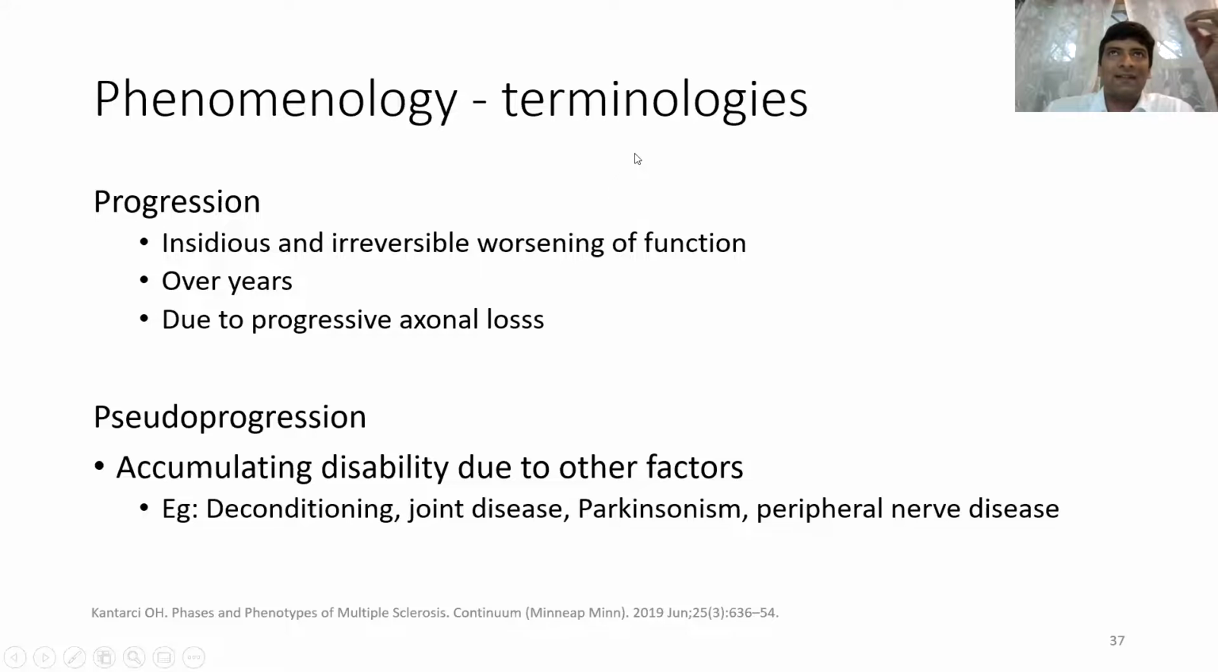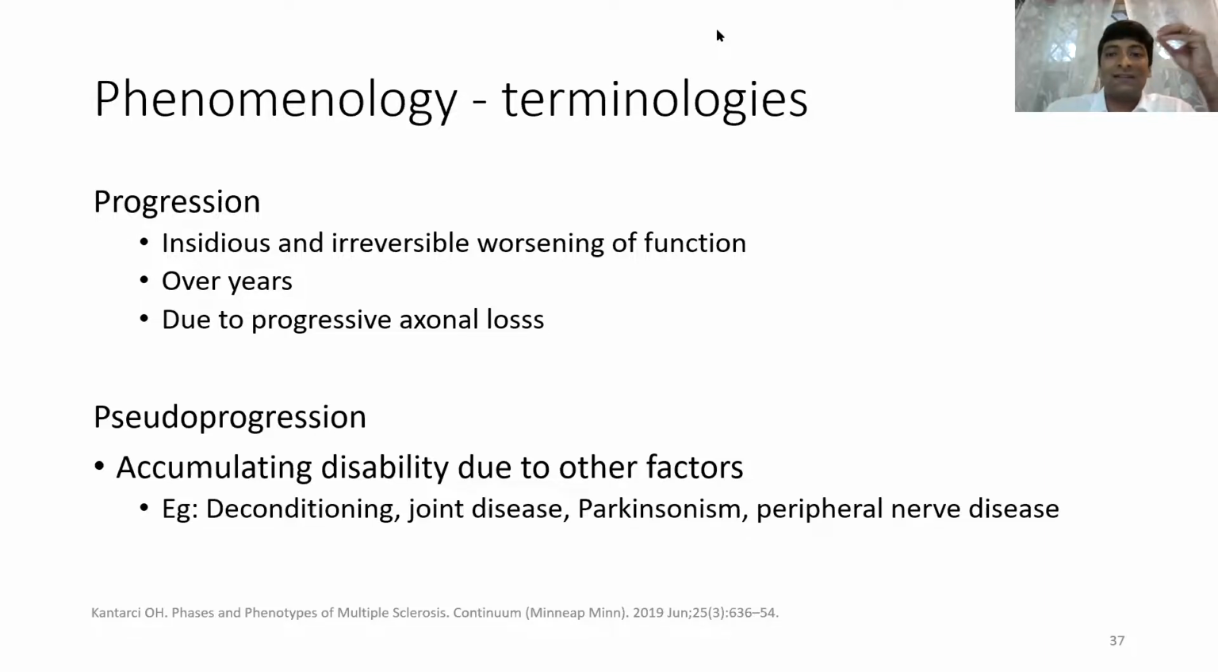Now, as I said already, activity and progression are different things in multiple sclerosis. And that's one of the reasons why the 2013 revision came about, because it was later found that even without activity, patients can develop progressive disability. So progression actually refers to insidious and irreversible worsening of function over years due to progressive axon loss. So nobody really understands why this happens, but generally around the 4th or 5th decade, I would say actually 5th decade, patients who have been having MS go into the progressive or degenerative phase.